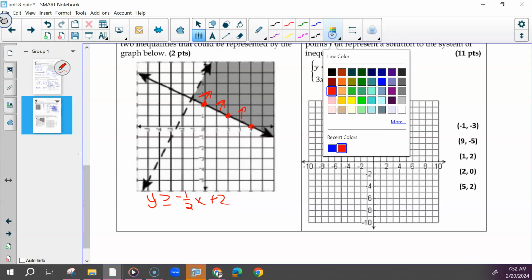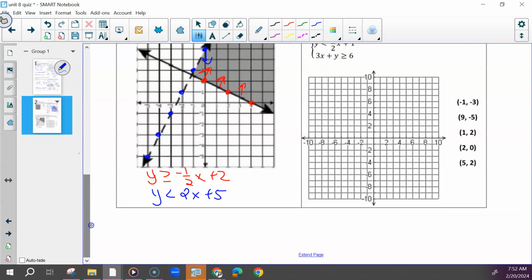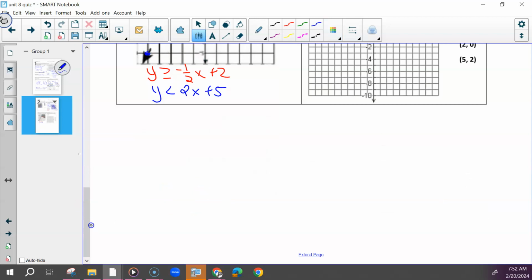The other one starts at 5. It is a dashed line, so find another point that you think would be the slope and follow that all the way down. The slope was positive 2. And at the y-intercept, this is shaded underneath, so that would be below. So it should have been y is greater than or equal to negative 1/2 x plus 2, and y is less than 2x plus 5.